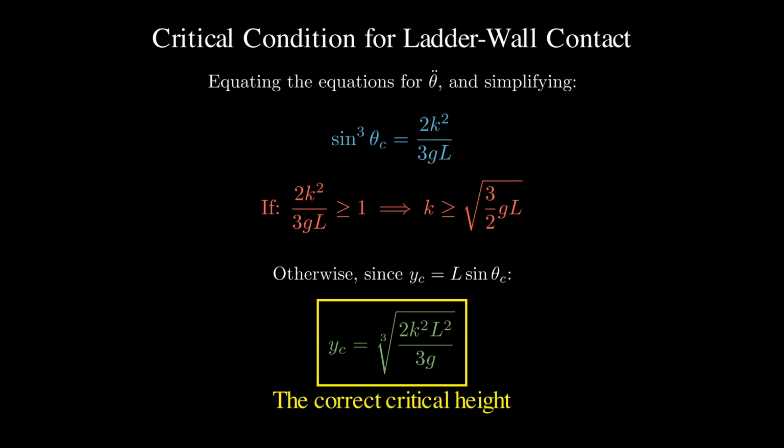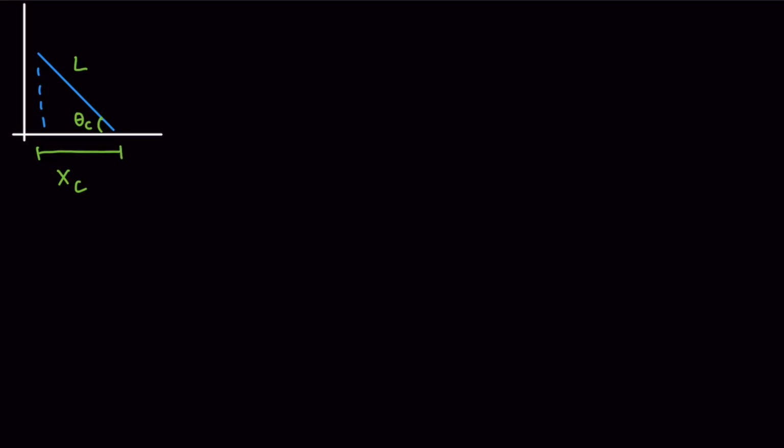Our next step here is to find the path of the ladder's tip after it leaves the wall. This is the often neglected part in the standard calculus problem, but it's fun to explore what the math tells you. So here's a diagram. At the moment of separation, the base is at x critical, with angle theta critical. xc is given by L cosine theta c.